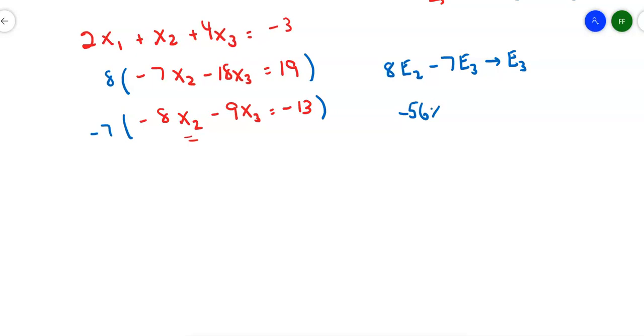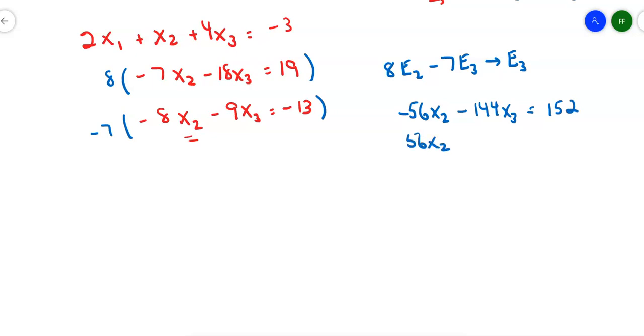So I get negative 56x sub 2. 8 times 18 ends with a 4. That much I got. 144. So 8 times negative 18 is negative 144. And then on the other side, 19 times 8 is 152. Is it a positive or is it a negative? It's a positive 152. All right, down the bottom, I get a positive 56x sub 2.